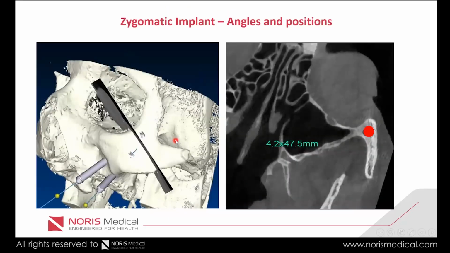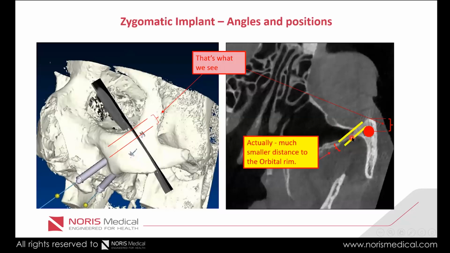Okay, when I said that this is the angle that we can see, actually we can see this from outside of the face, but what we see is this distance. Because when we look from here, this is the distance that we see, but actually this is not the real distance from the orbital rim. What we see here is this, but actually the distance from the implant position to the orbital rim is between the two yellow lines, which is actually much smaller than what we see.